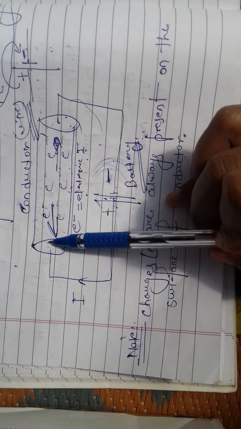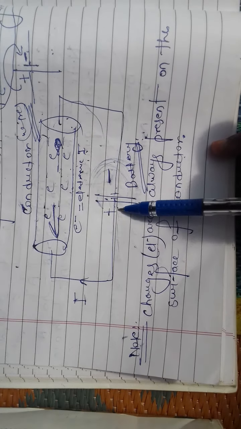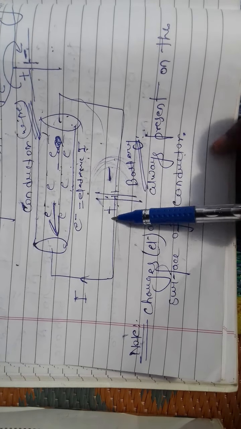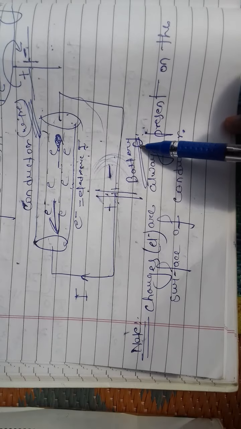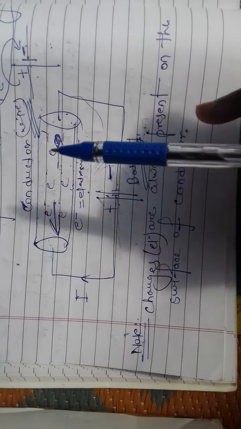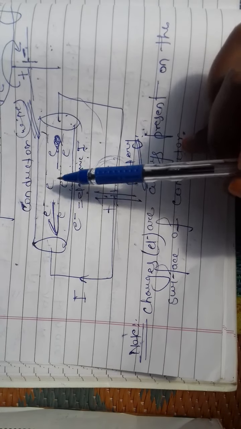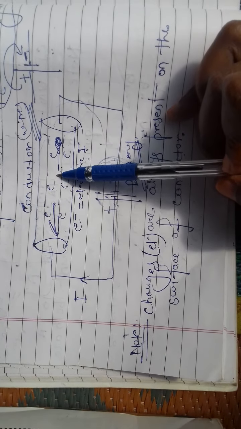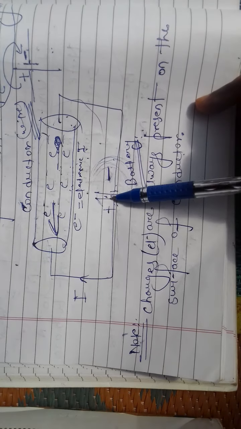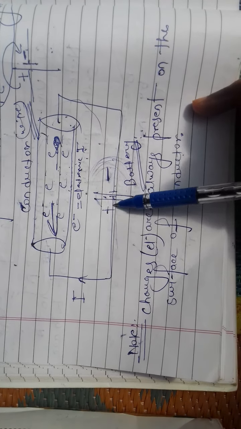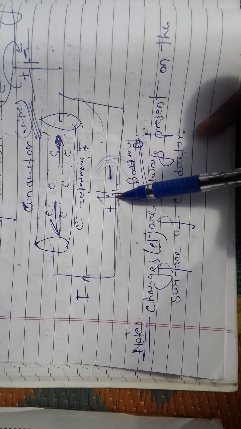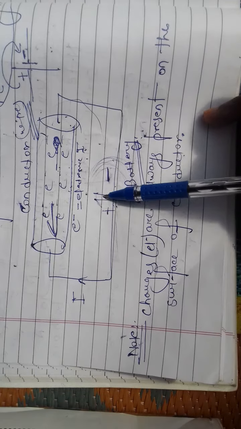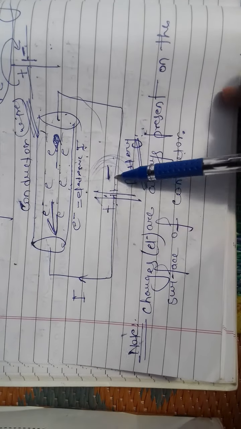Suppose we connect this conductor to a source of energy, taken as a battery. Then what will happen? Electrons are negative charges, so they will move towards the positive terminal of the battery. When the electrons strike the positive terminal of the battery, a current flows opposite to the direction of the electrons.